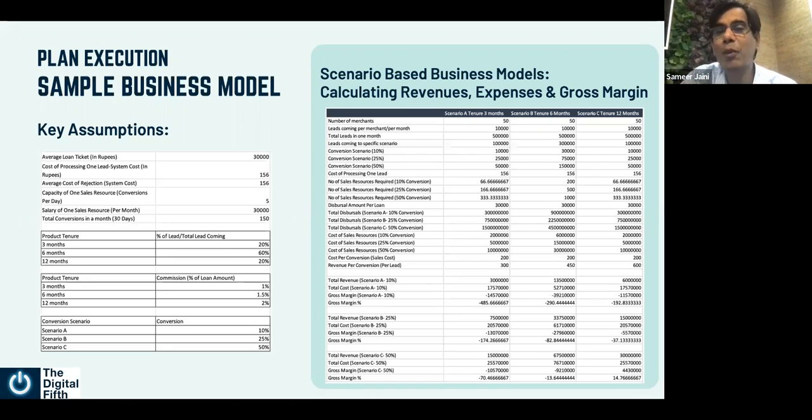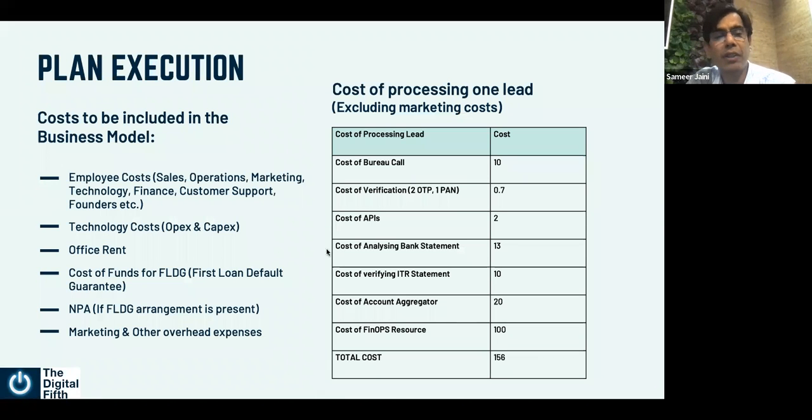Inherently it is only this much; making an Excel on top of it makes it difficult. Just generically, when you look at costs, you should always look at the cost of processing a lead. There will be cost for bureau, cost for, let's say, verification, cost of some APIs to be called, cost of analyzing statements, ITR, all of that.